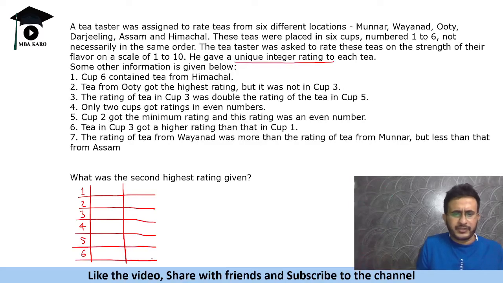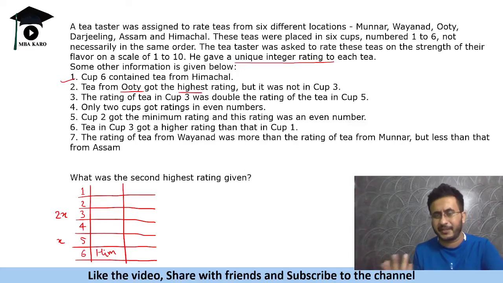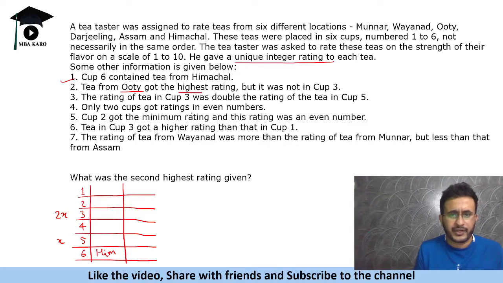So we need to fill in what is directly given, like cup 6 contains tea from Himachal. And tea from Ooty got the highest rating, but it was not in cup 3. Okay, so it can be in any other cup, but Ooty is the highest one. The rating of the tea in cup 3 was double the rating of the tea in cup 5, right? So this means that if this rating is x, this will be 2x, and 2x has to be an even number, right? So this should also come to your mind instantly, that if it is double, it has to be an even number.